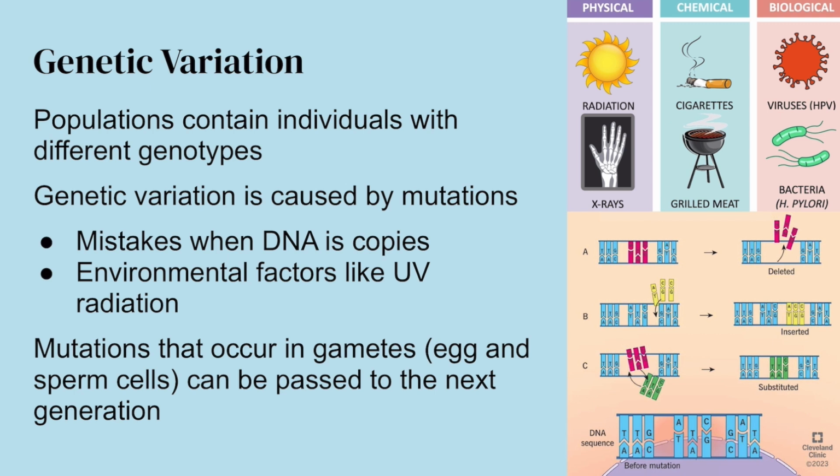Mutations that occur in gametes, which are egg and sperm cells, can be passed on to the next generation. Most of the time, mutations are detrimental or harmful, meaning they do not help that organism to survive and reproduce. But sometimes, and this is in very small percentages, mutations will actually improve an organism's survival or ability to reproduce. So when those mutations are beneficial, that organism is more likely to pass those mutations on because that mutation allowed it to be more successful, and eventually that mutation will become an adaptation within a population.